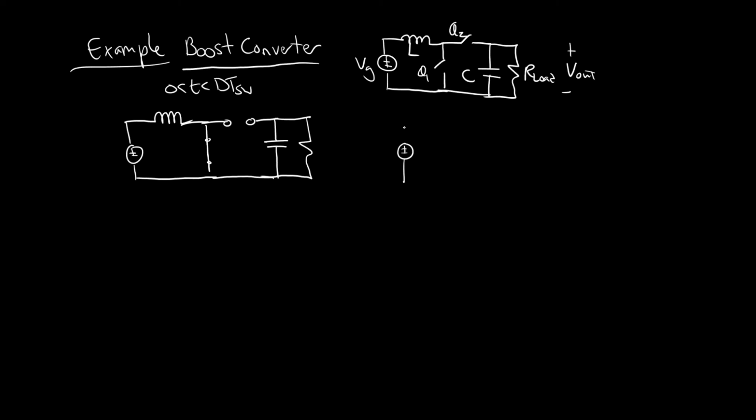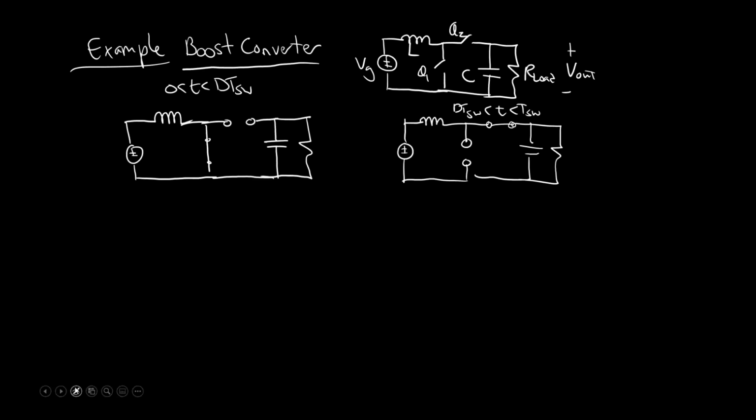And the second state is when Q1 is off and Q2 is on. And this is between DTSW and the end of the switching cycle. Perfect. Okay, so let's label some stuff, right? So we have our inductor, we have our inductor voltage, we have our inductor current.